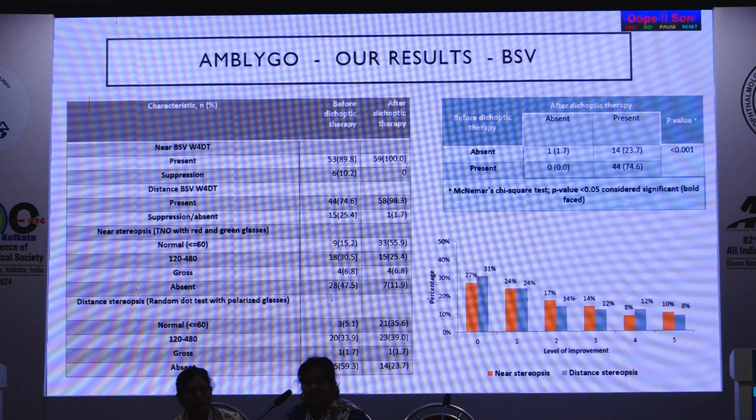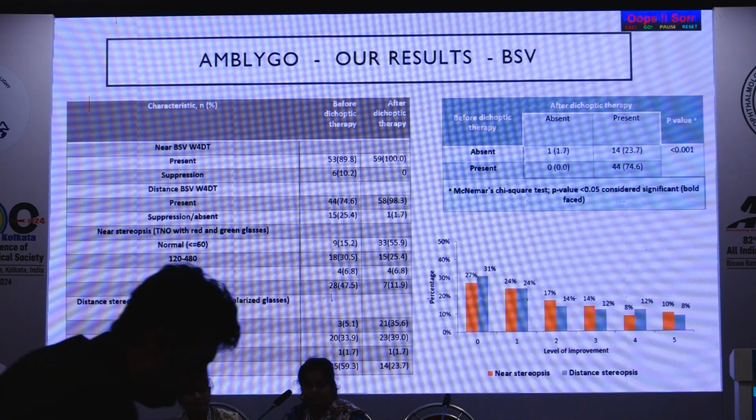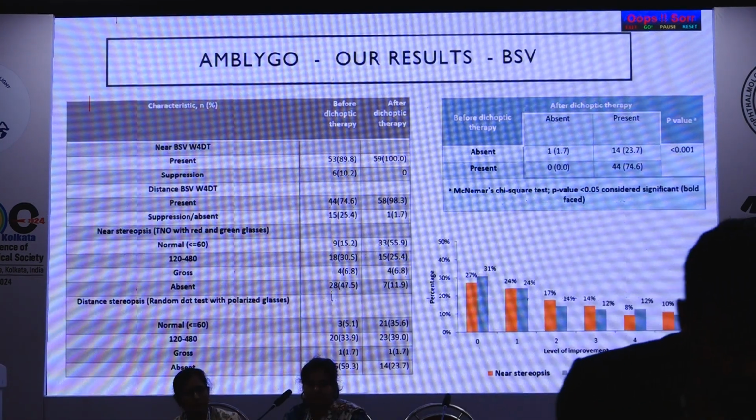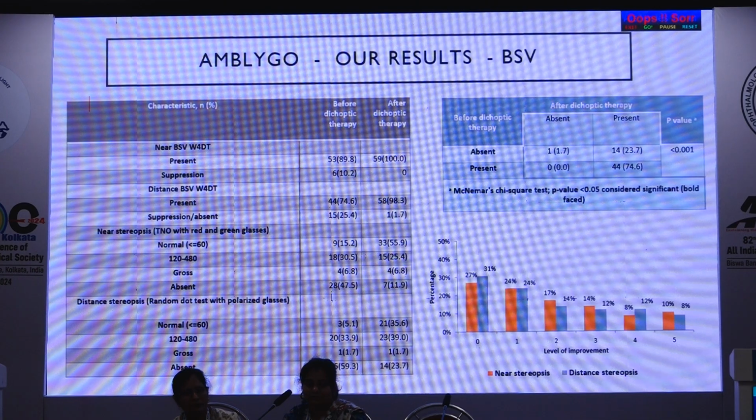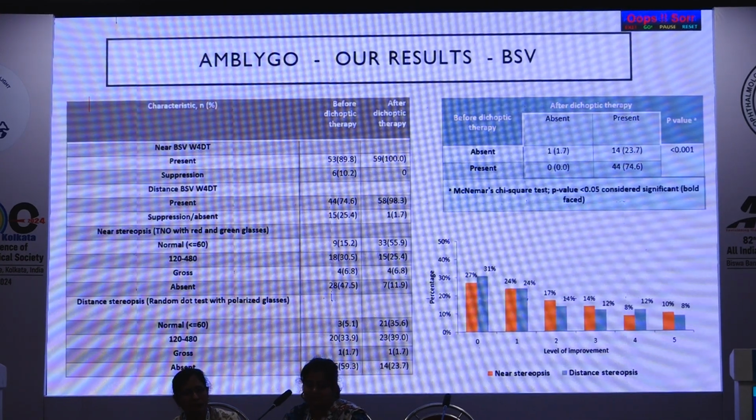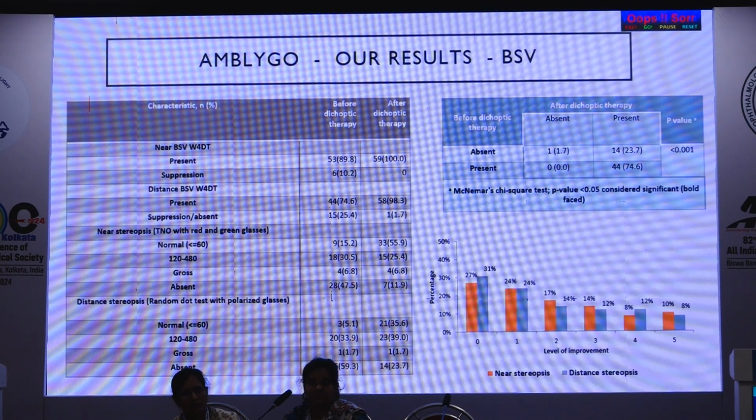And you see the stereopsis levels. Initially, only 9 patients had good stereo acuity levels. But at the end of therapy, around 33 patients are having near normal stereo acuity, or definitely they have improved a lot in the stereo acuity levels. Distance stereo also, you can see initially only 3 had some amount of distance stereo, but after therapy around 21 patients had normal, 23 patients had even like 120 to 480 stereo levels, and this graph shows the levels of improvement as to before and after dichoptic therapy.